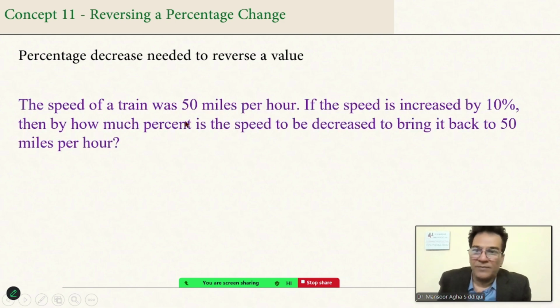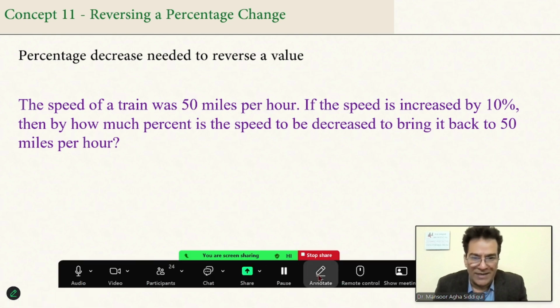Look at this question. The question says the speed of a train was 50 miles per hour. If its speed is increased by 10%, and 10% of 50 is how much? 5. So how much will the speed become? 50 plus 5. Then the question says, by how much percentage is this speed, 55 miles per hour, to be decreased to bring it back to 50 miles per hour?